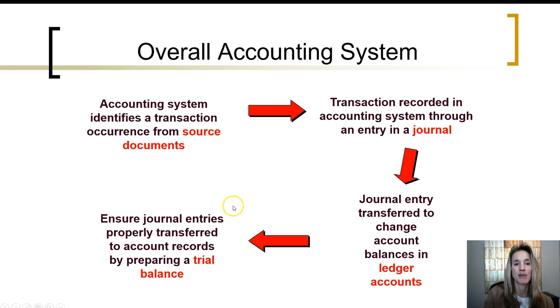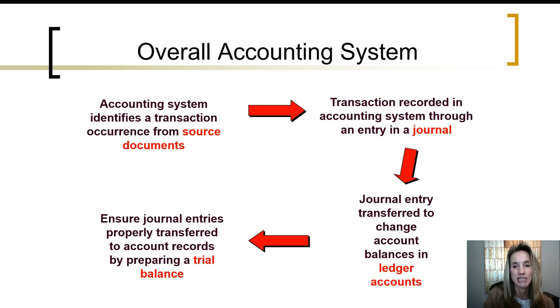This is accomplished by first identifying that a transaction occurred, and that is done from source documents. Source documents are things such as an invoice received in the mail from the purchase of supplies, or a utility expense bill from the utility company, or a bill of sale from the sale to a customer.